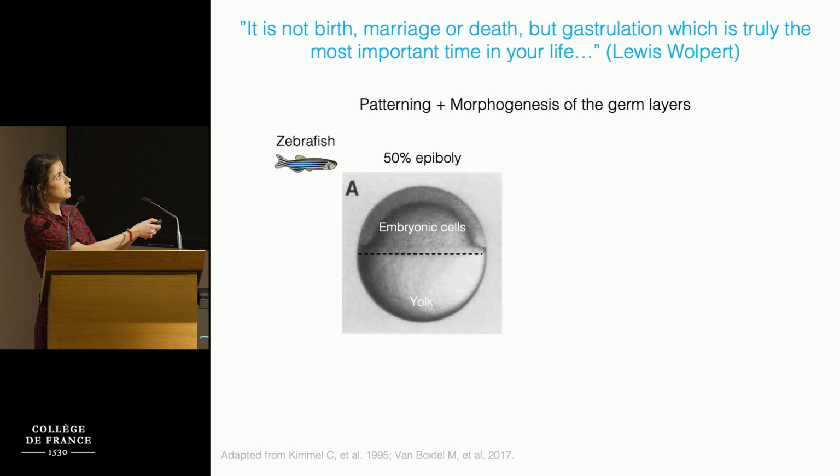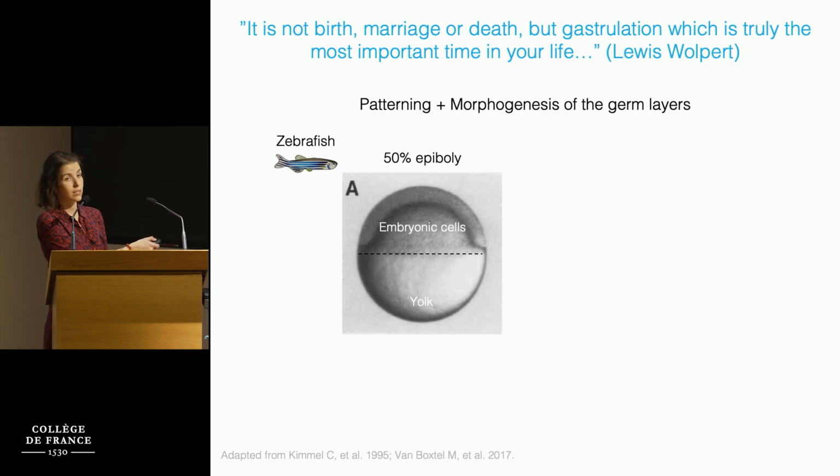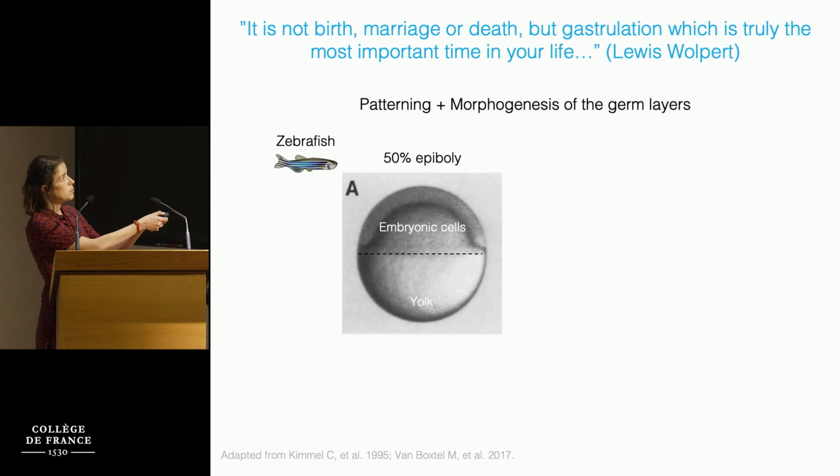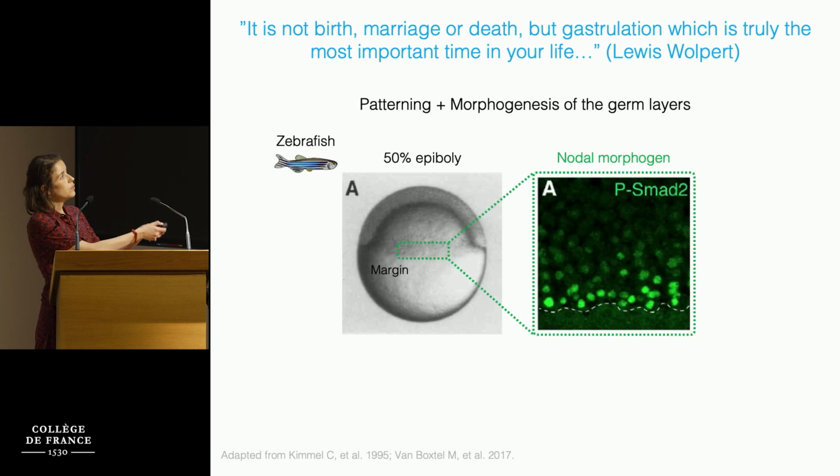So the model system that I've used is the zebrafish embryo, and gastrulation starts at what we call 50% epiboly. That just means that the embryonic cells have covered now around half of this very big yolk cell. And at the interface between the embryo proper and this extraembryonic tissue here, which we call the marginal zone, there is a gradient of nodal signaling that is established that you can visualize here as a gradient of nuclear accumulation of SMAD2, which is the downstream effector of nodal.